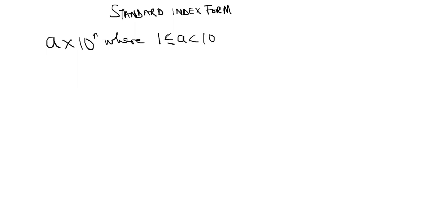So that means a is greater than or equal to 1. It can equal 1, and it is greater than 1, and a is less than 10. That means a falls within the range of 1, 2, 3, 4, 5, 6, 7, 8, 9. So this is the range where your number a falls, as we have it here: a times 10 raised to power n.